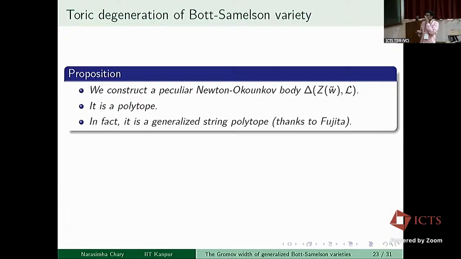So again, if you want to see how to construct it, you have to look at some kind of birational sequence, which means you have to find a nice open subset of your variety. Then you construct it, but it turns out to be a string polytope. This is a generalization of the generalized string polytope studied by Fujita, who is here. Thanks to him for this result.